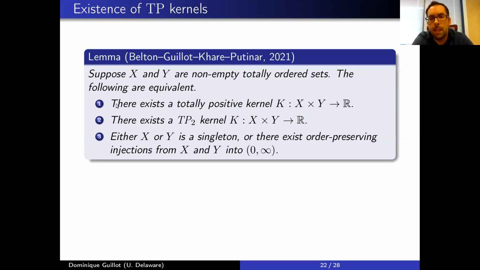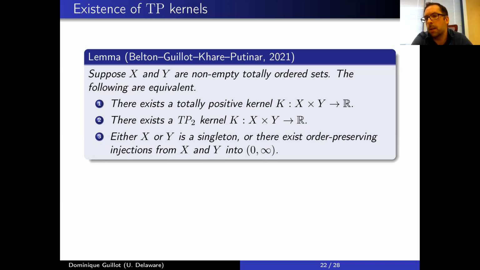First, there is a TP kernel on X times Y. This is equivalent to being able to construct a TP2 kernel on X times Y. So in other words, if there is a TP2 kernel, that's okay, there's going to be a TP kernel somewhere. But the third part is the most important one: either X or Y is a singleton, or there is an order preserving injection from X and Y into (0, ∞).